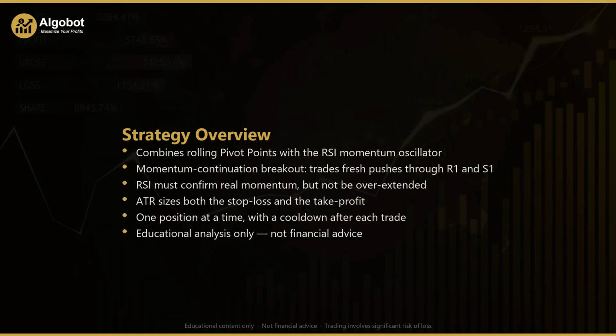The second component is the relative strength index, or RSI, a momentum oscillator that moves between 0 and 100. The strategy uses RSI as a confirmation filter. It wants to see genuine momentum behind a breakout, but it also wants to avoid entering when momentum is already stretched and possibly exhausted. So it defines a momentum band rather than a single line. A third piece, the average true range, or ATR, measures how much the market is currently moving. Pivot RSI Thrust uses ATR to size its stop loss and take profit, so the protective levels adapt to volatility instead of being fixed distances.